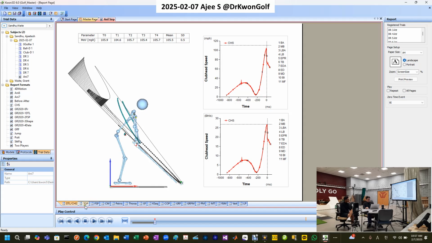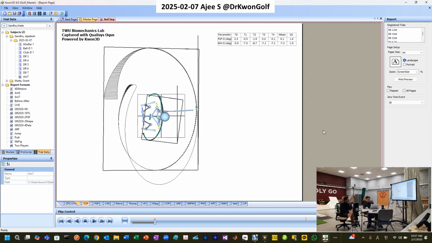Now, the top view here shows the direction of the clubhead motion. This large rectangle here shows the swing plane, and this is the target line. Your swing plane is fairly well aligned with the target line. This is your hand motion plane. Your hand motion plane goes a bit outward here, on average about 7 degrees.